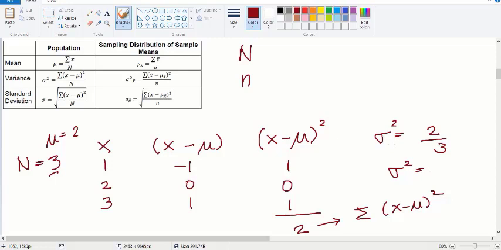0.5? Sorry naman, hindi ako masyadong magaling sa fraction. Let me use my calculator here. Sorry, it's 0.6666 or 0.67. Okay, 0.67. So that is how you get this one. Huwag niyo pahirapan yung mga sarili ninyo.